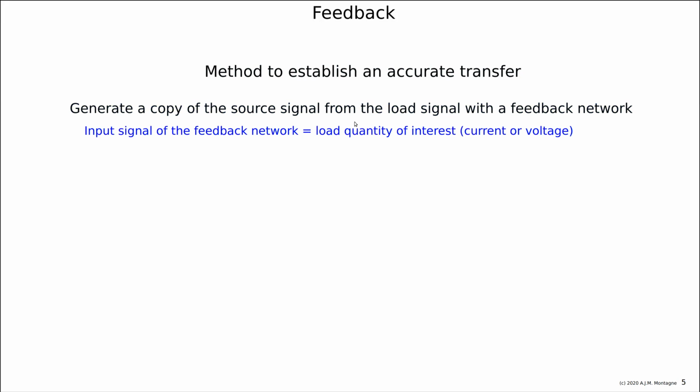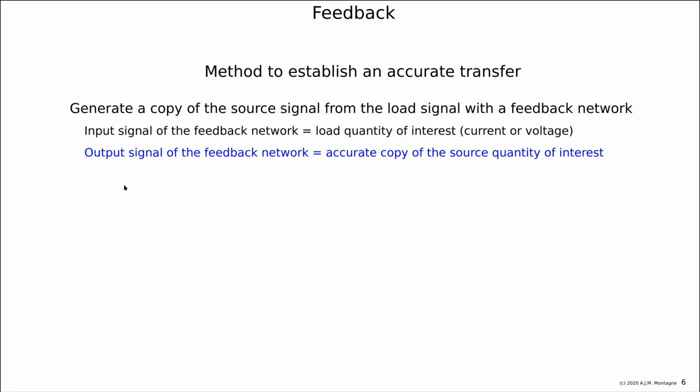And how does this feedback network look? Well, the input signal of the feedback network is the load quantity of interest. So if you want to make a voltage amplifier, then the load voltage should be delivered to the load, and you want to generate a copy of this load voltage. The source quantity, if you make a voltage amplifier, is also a voltage, so you have to attenuate or make a copy of the load voltage and then compare it with the source. That's what we are going to do.